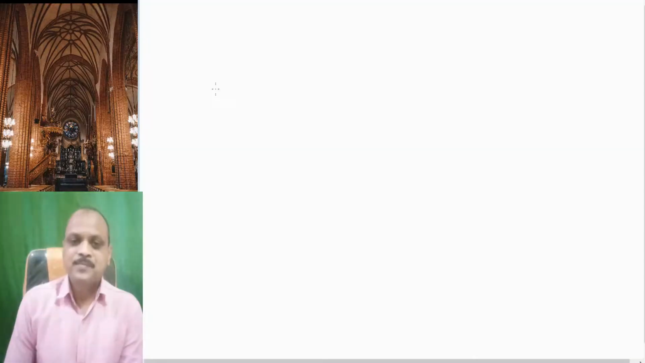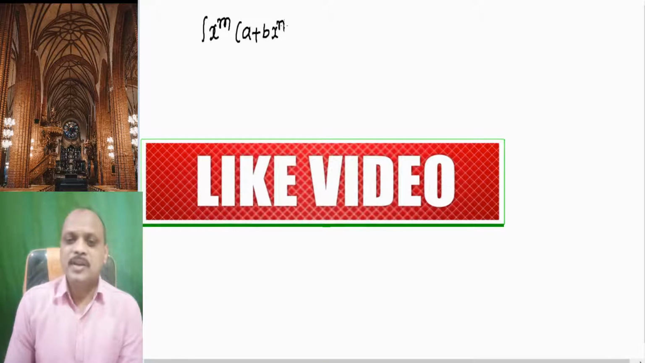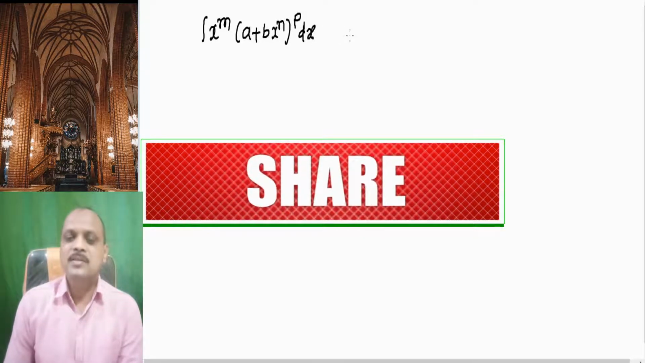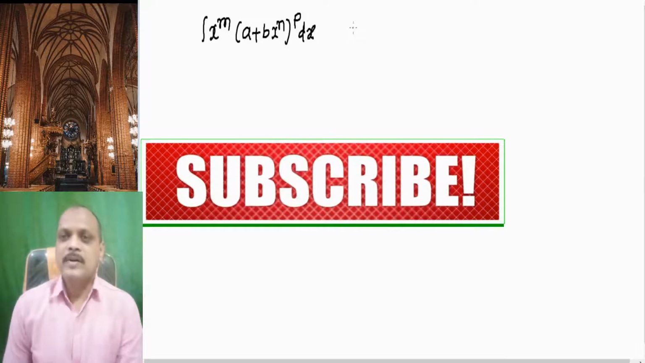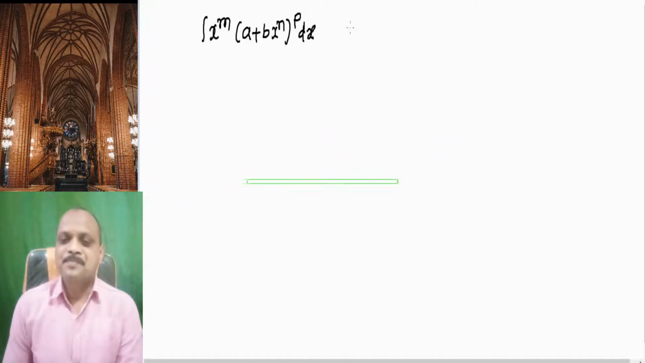Friends, in this video we will derive a reduction formula for the irrational algebraic function integral of x raised to m into (a plus b x raised to n) whole raised to p into dx. This is our irrational algebraic function.